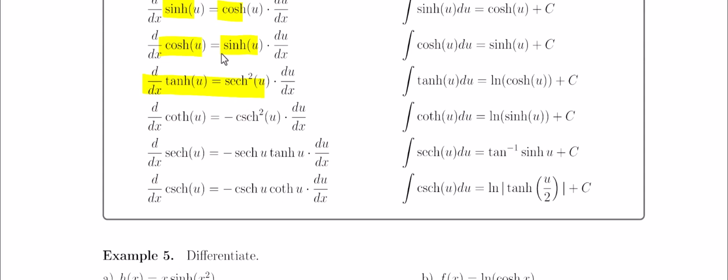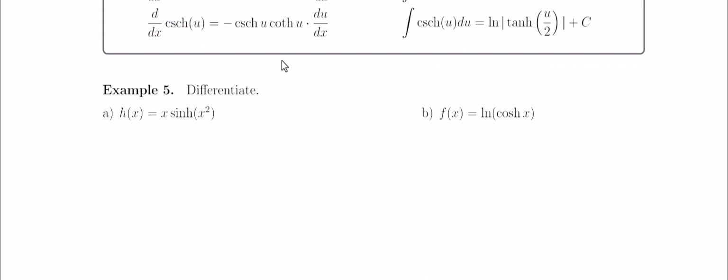Okay, so let's take a look at a couple of problems here. We want to go ahead and find the derivative of h of x, which is x times the hyperbolic sine of x squared. Now notice that this problem here will require us to use the product rule, since we are multiplying x times the hyperbolic sine. So put here product rule. So let's go ahead and figure out this derivative.